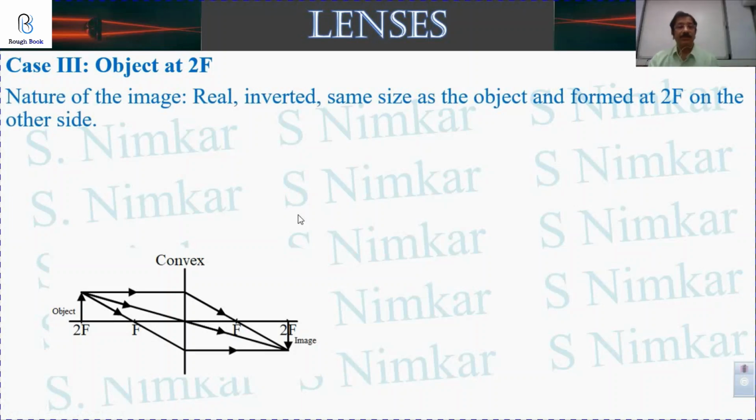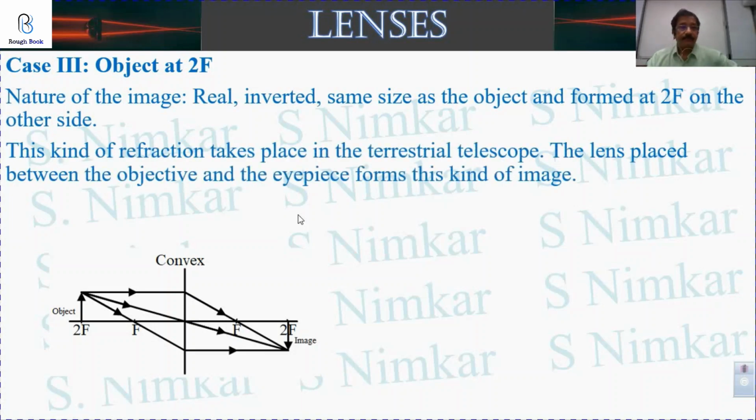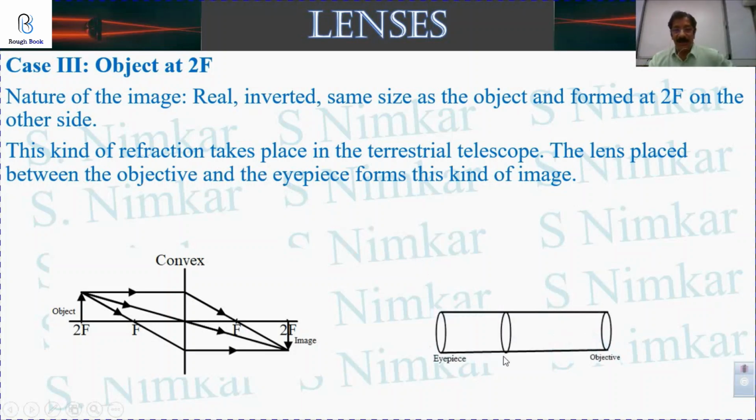Now, which optical instrument forms this kind of image? This kind of refraction takes place in the terrestrial telescope. In any optical instrument, the lens facing the object is the objective, and the other lens is the eyepiece through which you see. In between the objective and eyepiece of the terrestrial telescope, there is an additional lens kept.